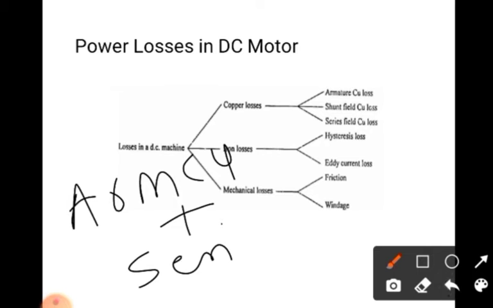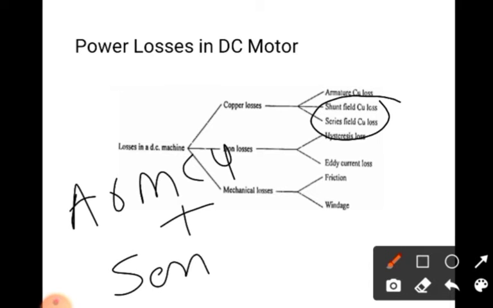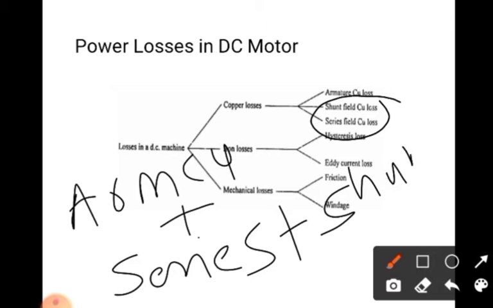And in case of a compound motor, because both the series field winding and shunt field winding are present, both losses will take place, that is series field copper loss and shunt field copper loss. Now we will see hysteresis loss.